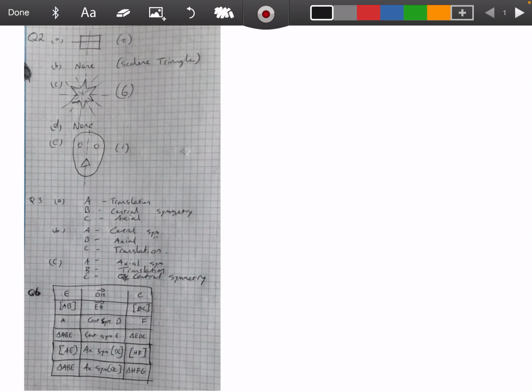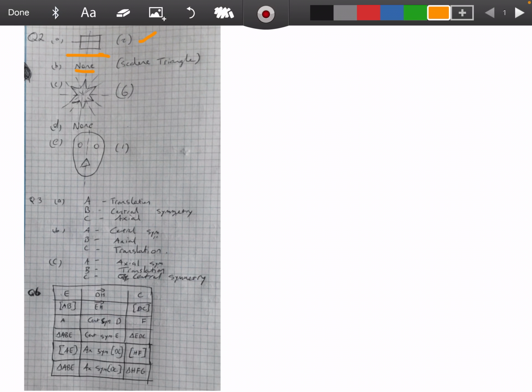First one was nice and straightforward. We just had to name the number of axes of symmetry that each of the shapes had. So for part A, you can see there we've got a rectangle and it's got 2 axes of symmetry. I'll just tick the number there beside it. Part B was a scalene triangle from what I could see. So it's got 3 sides of different lengths, which means it has no axes of symmetry.